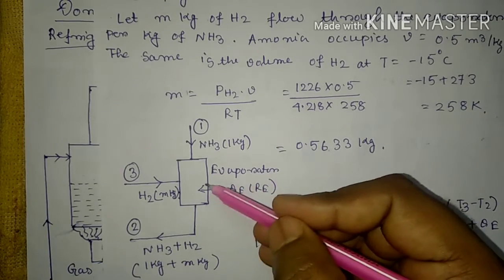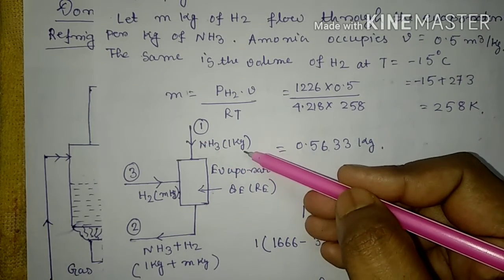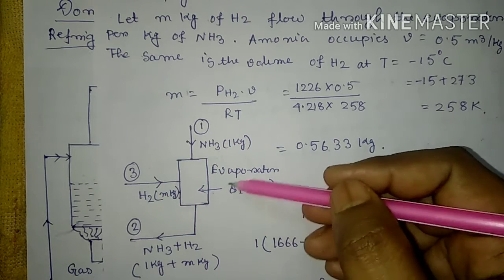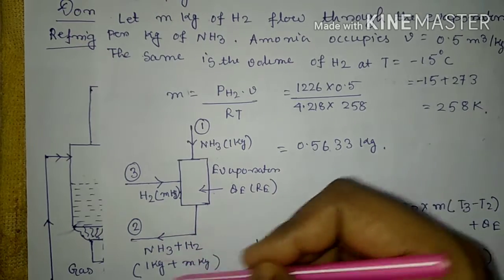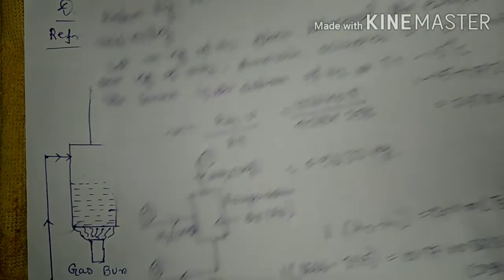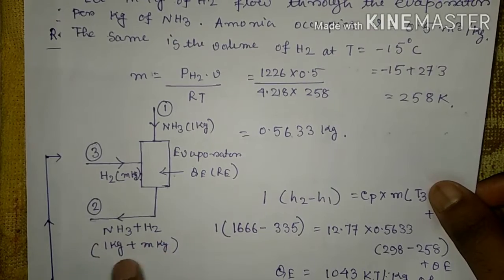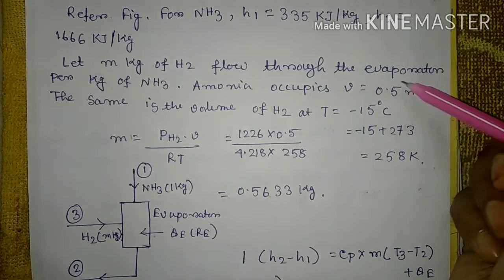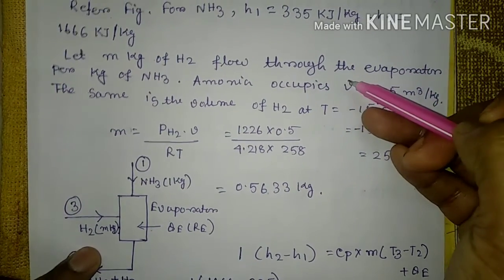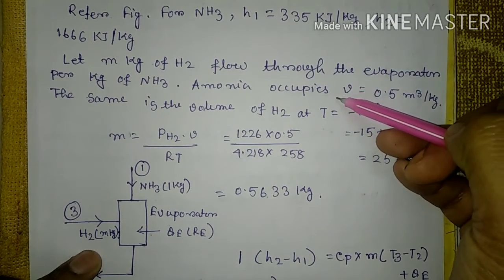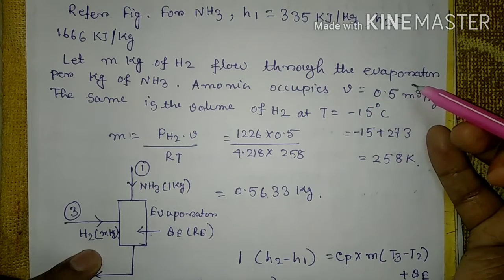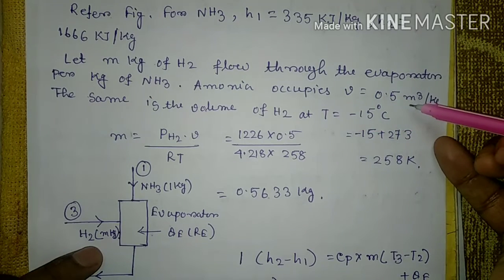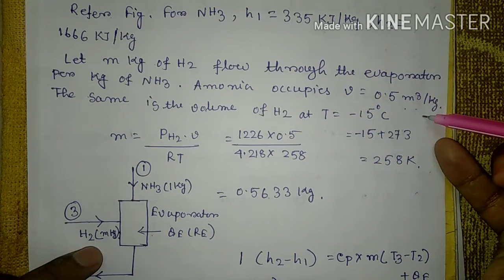So suppose this is the evaporator in which we assume that 1 kg of ammonia is mixed with m kg of hydrogen. After mixing together, the total refrigerant, ammonia and hydrogen, will be 1 kg plus m kg. So let m kg of refrigerant hydrogen flow through the evaporator per kg of ammonia. Ammonia occupies a volume of 0.5 meter cube per kg. It is given in the numerical.